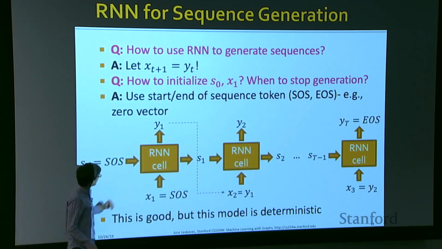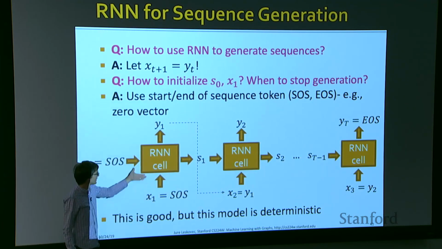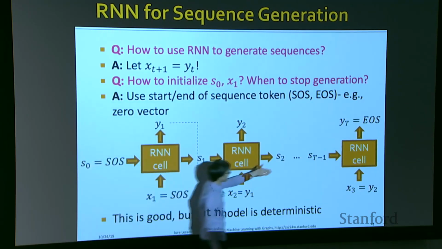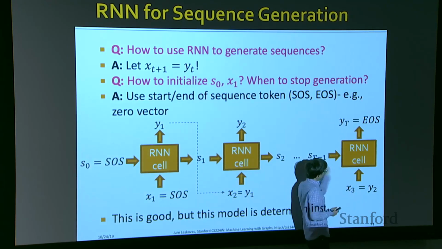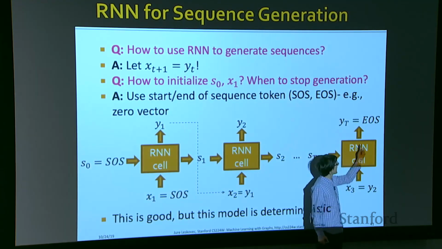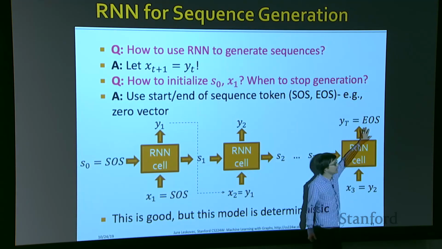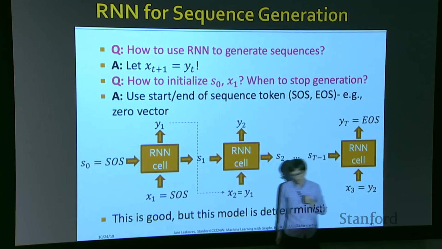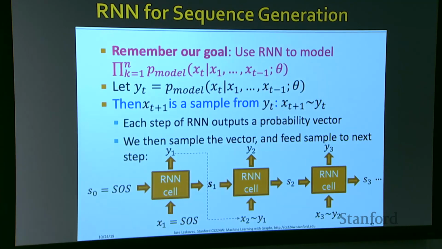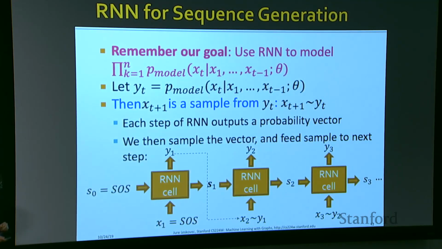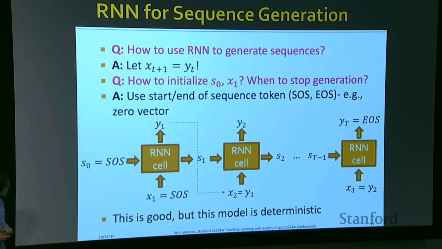Because we have this start of sequence, it's clear when we start. And because we have an end of sequence, we know when to stop. So this will roll until one RNN cell will say, hey guys, I have enough. It's end of sequence. Okay? That's the idea.